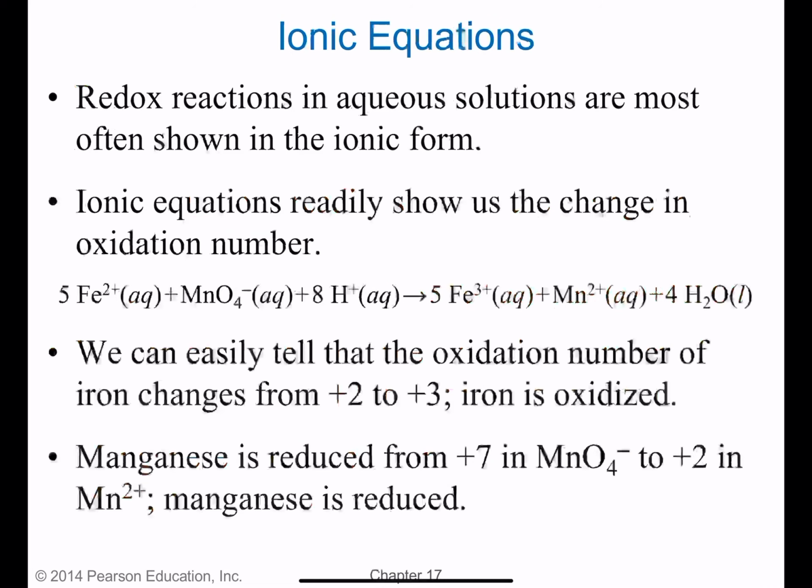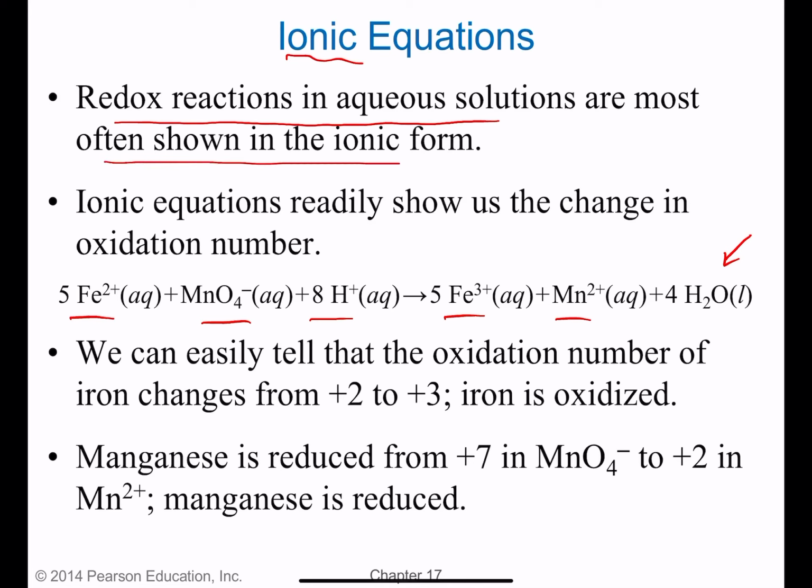Now, normally with these redox reactions, we'll write them out as ionic equations. And again, this is something we're going to get into later, but then we can work on balancing. But quite often, you will have reactions written like this one is. So we've got ions written out here. This is what we mean by an ionic equation: you have ions written in the equation as opposed to everything as just a neutral compound. So we're usually writing it this way. Redox reactions in aqueous solution are most often shown like this in the ionic form, because this readily shows us the change in oxidation number for many of the compounds.